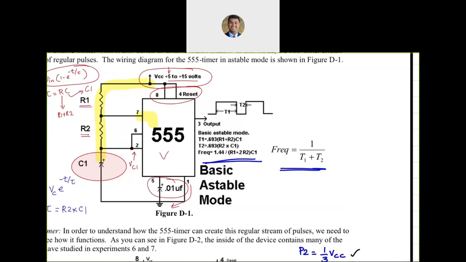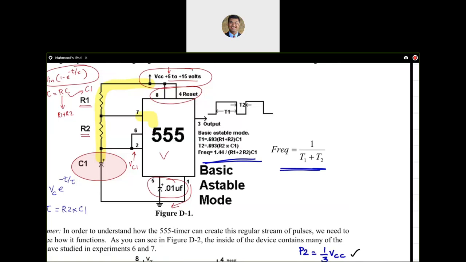You're trying to monitor that voltage. Okay, so let me stop the video here and then take your question.